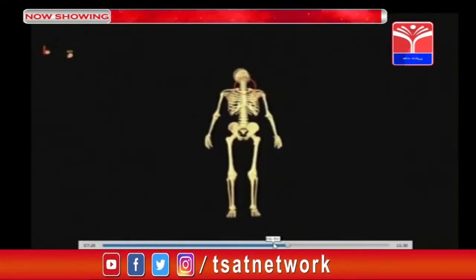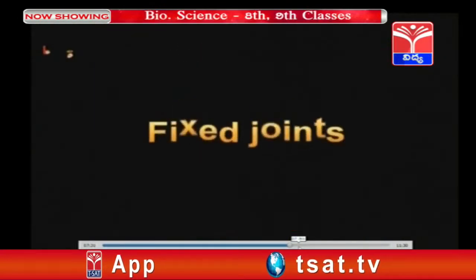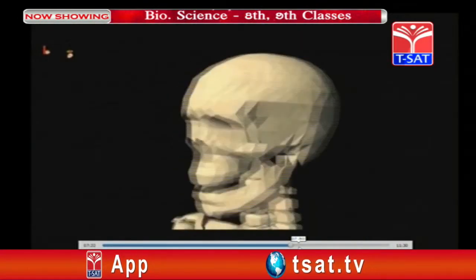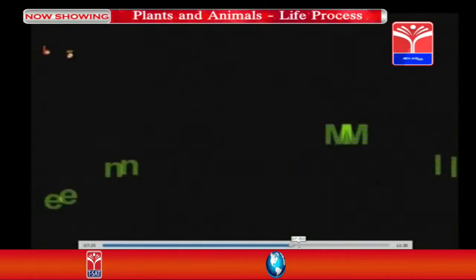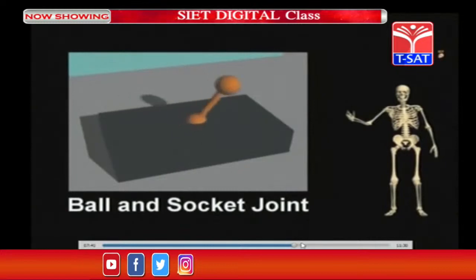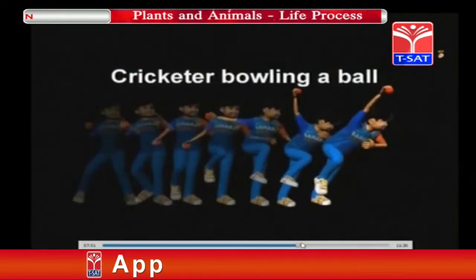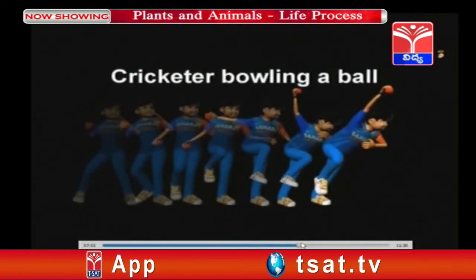Let us know about the different kinds of joints in our body. They are fixed and movable joints. Fixed joints are present in our skull and upper jaw. Movable joints are of four types. This is ball and socket joint. Observe the movement, children. Where is this joint present? In our shoulders. A cricketer can bowl a ball by using this type of joint.